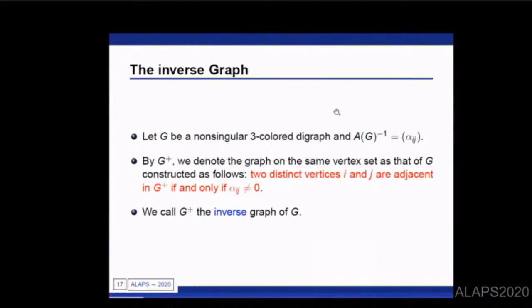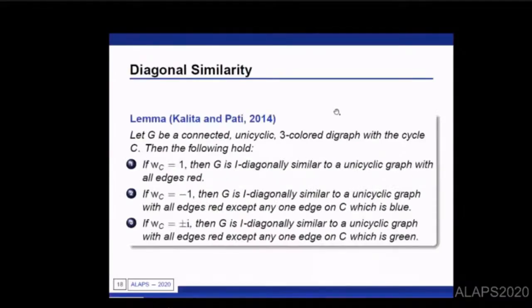So because of that, in this direction of three-color diagrams, we try to discuss the unicyclic three-color diagram first. And in the year 2014, this result was obtained. What it says: suppose Z is a connected unicyclic three-color diagram with a cycle C. Now you see, in a three-color diagram, because the weights of the edges are 1, minus 1, plus minus i, the weight of a cycle can be 1, minus 1, or plus minus i only.